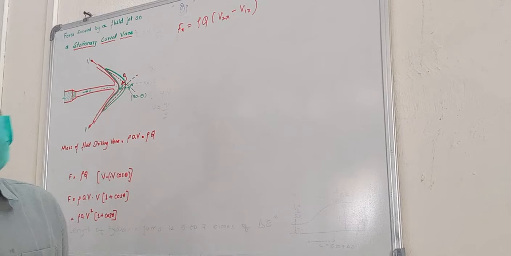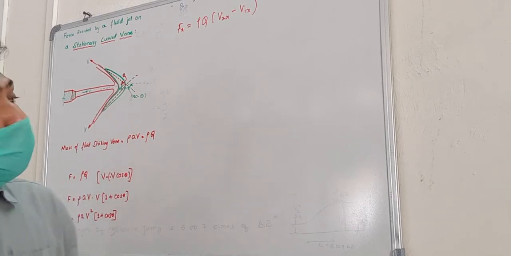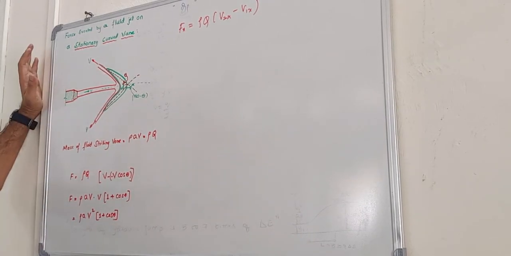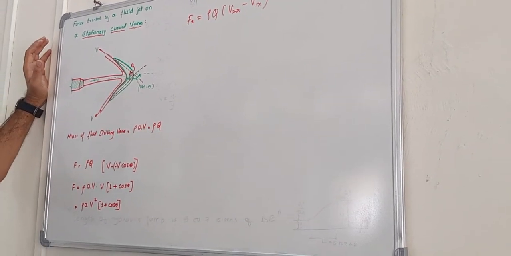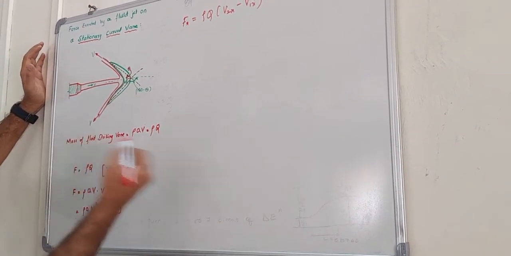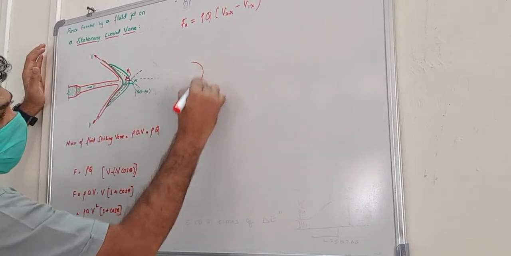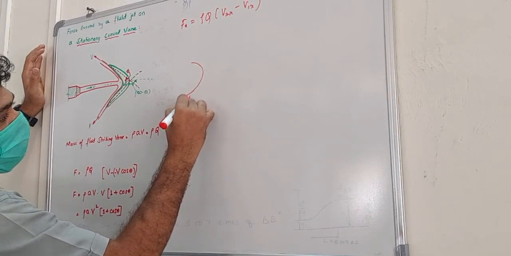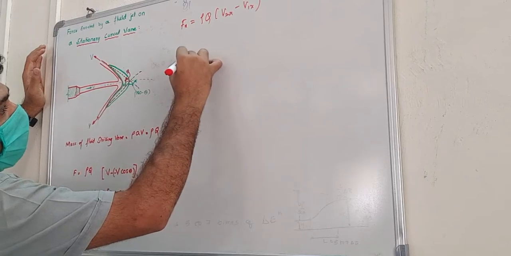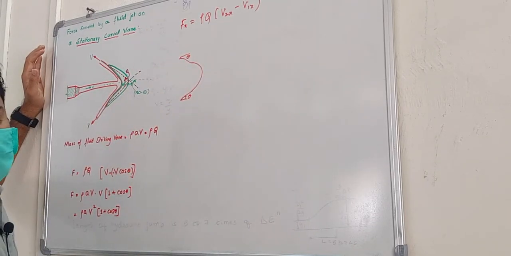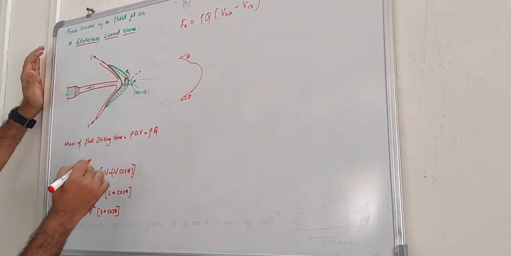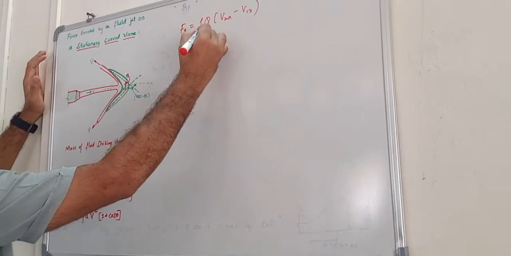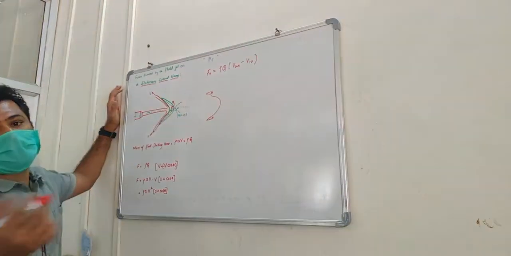Now we'll try to understand the force being exerted on the symmetrically curved vane. Here we are discussing symmetrically curved vane, not unsymmetrical vane. I told you earlier the condition of a symmetrically curved vane: this angle theta and this angle theta will remain the same, they will not change, right? Now we need to calculate the mass of water striking per second. What is rho into Q? Rho into Q is nothing but, as I explained, the mass of water striking per second.